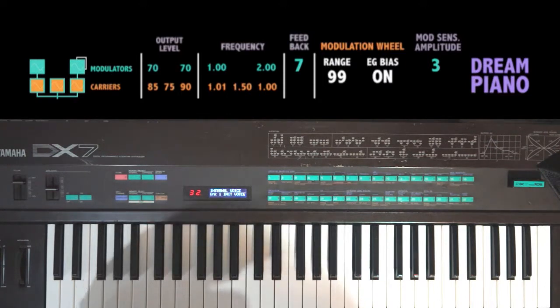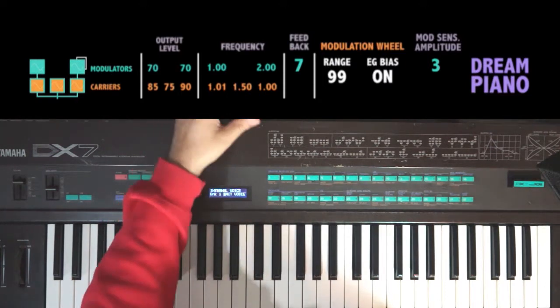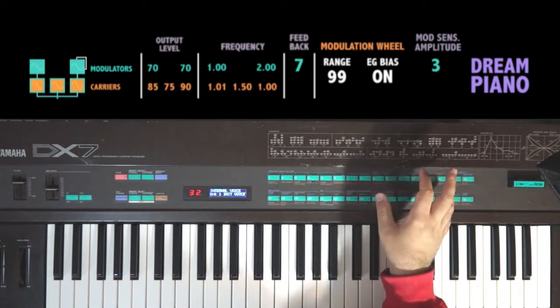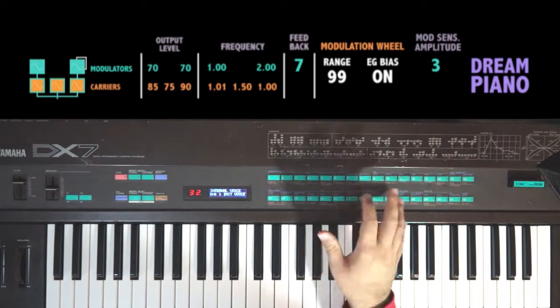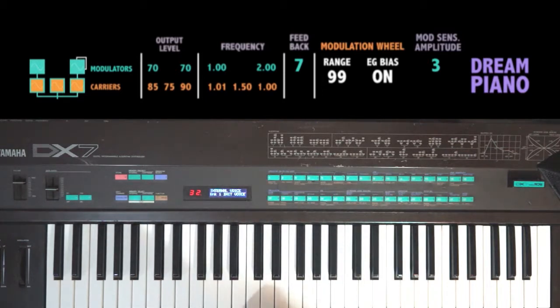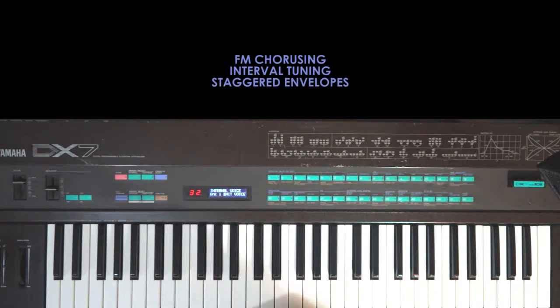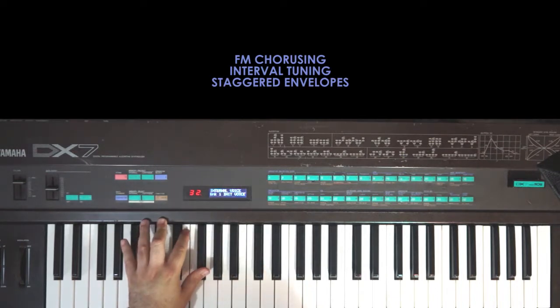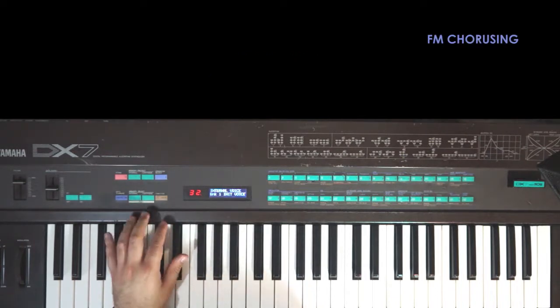But in Dream Piano, we've got 3 distinct things going on. Besides, you know, like your LFO and some gentle frequency tuning and all that sort of stuff, there are 3 things that I'm doing on purpose that are particular techniques that can be repeated in other patches. The first one is FM chorusing, the second one is interval tuning, and the third one is staggered envelope programming. So the first one is the FM chorusing.